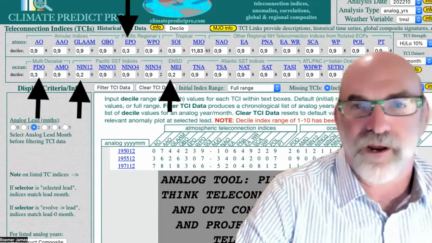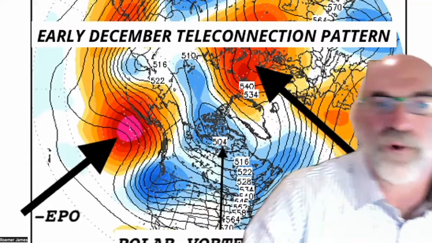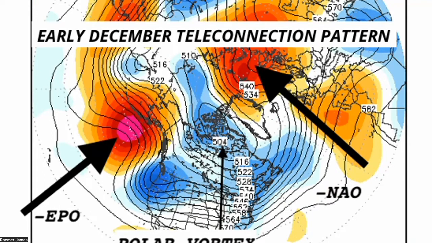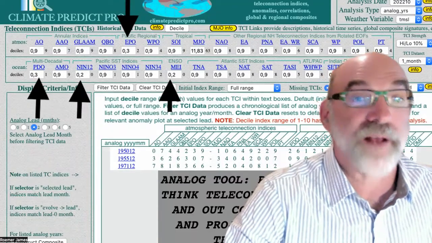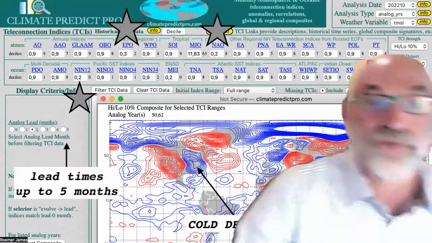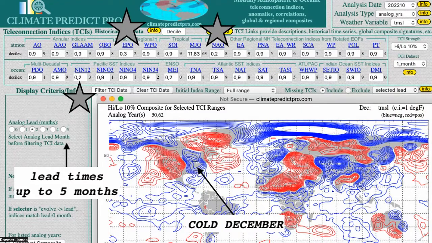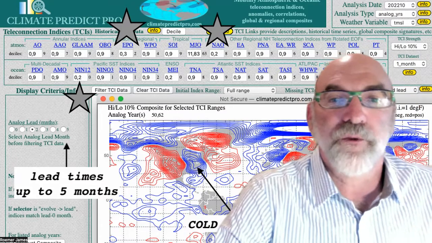So for example, here in November of 2022, the negative EPO and the negative NAO index and La Nina are the most important teleconnections I began forecasting for my clients here over the last month. And indeed, what will happen when you plug those values in, you notice the cold December for the eastern half of the country, maybe as much as 6 to 10 degrees or more below normal for the month of December. That is another tool that we have.